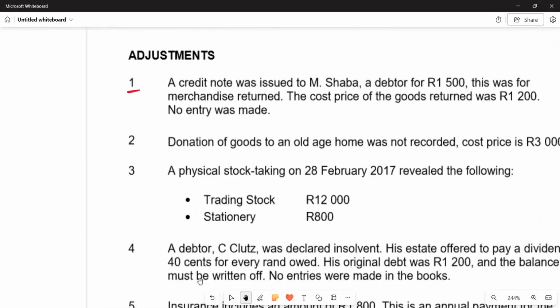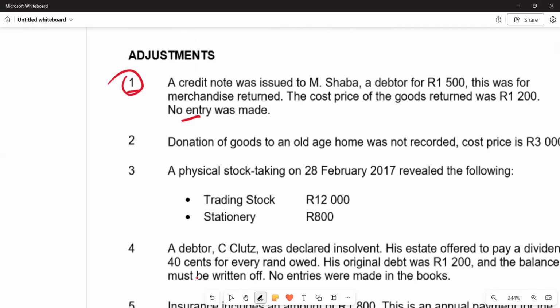Coming to the first item, item 1, it reads: a credit note was issued to M. Shaba for 1,500 rands. This was for merchandise returned. The cost price of the goods returned was 1,200. No entry was made. Very importantly, no entry was made, which means these returns should be part of our data allowances, and they were not included because they were omitted. So we're going to check it at selling price. In the sales figure, we're going to reduce using the selling price.